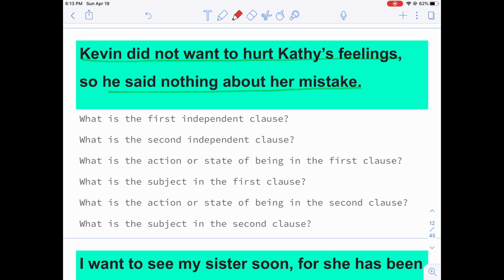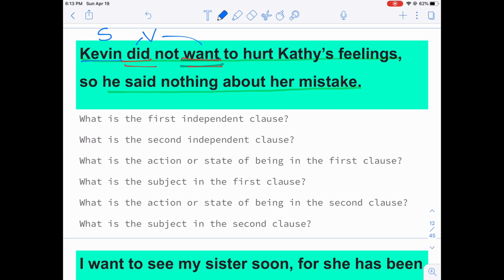Kevin did not want. Want. It's hard to see that that's red. Let me try again. Want. And there is a helping verb, did. Did want. Remember, we leave the not out. And who or what did not want, and that is Kevin. And this is all one verb, did want.